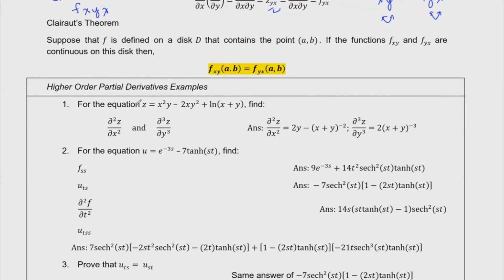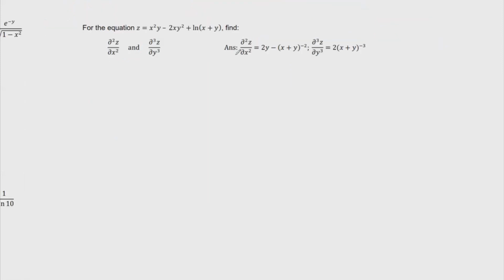So let's try doing this. For this equation, we need to find the derivative with respect to x. So that's the second order partial derivative. And then this one is the third order derivative with respect to y. So let's just use another sheet. Okay, so let's do this one.